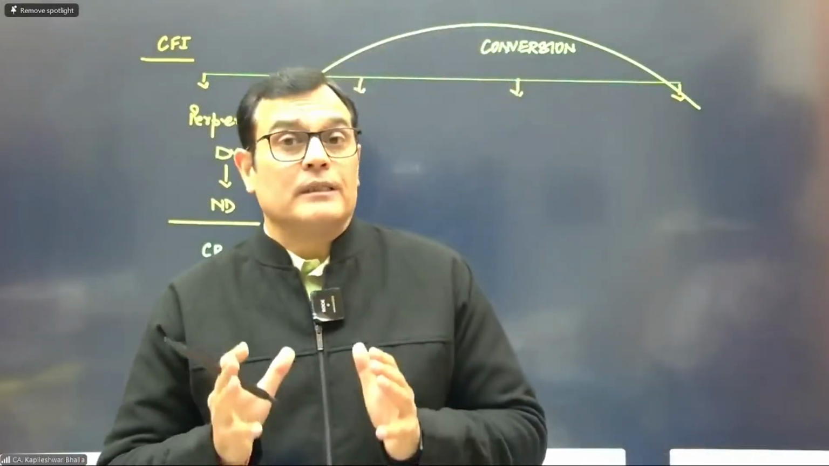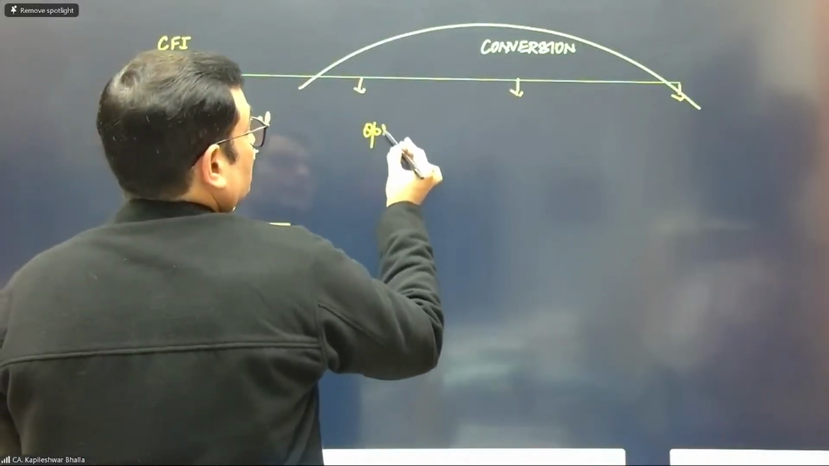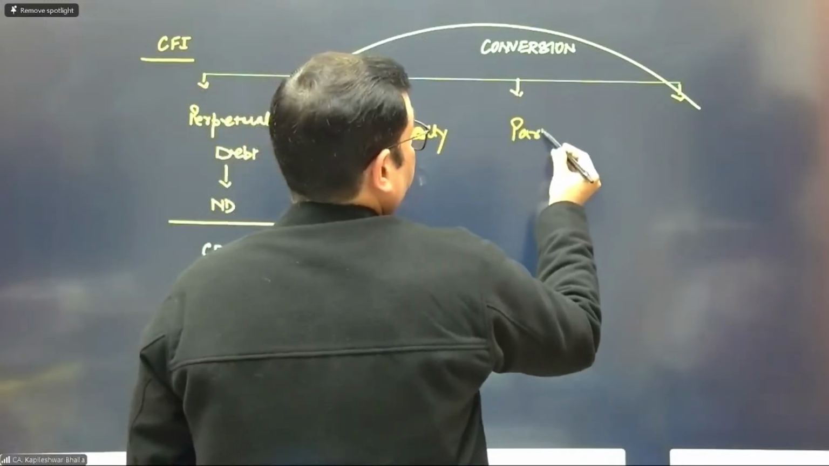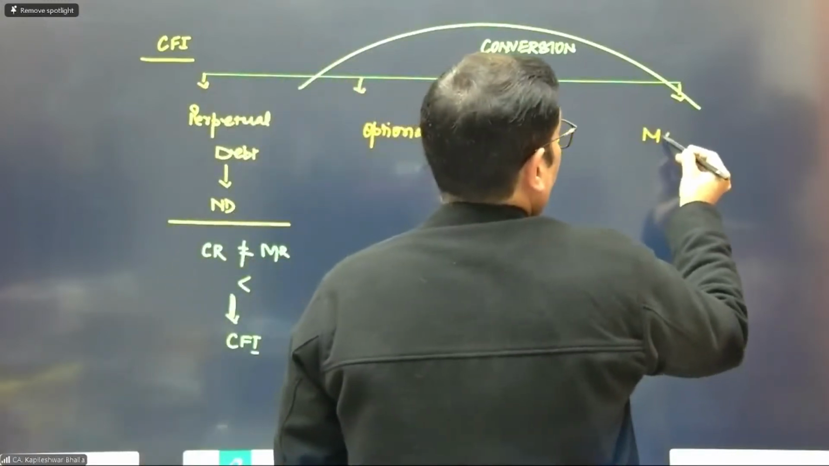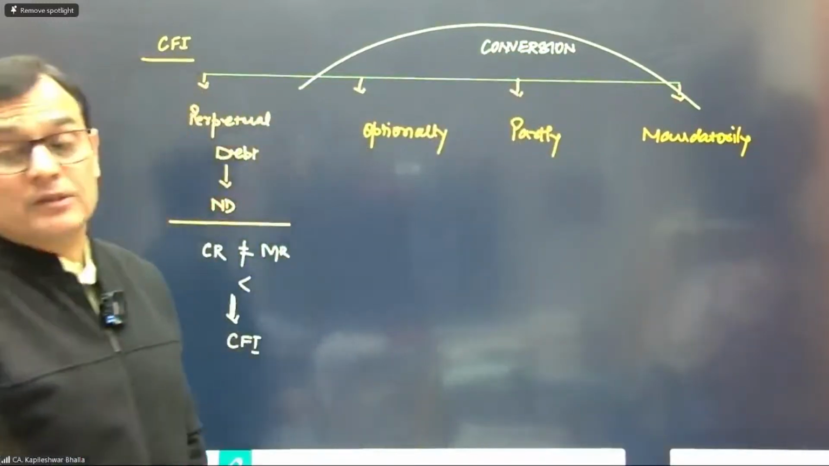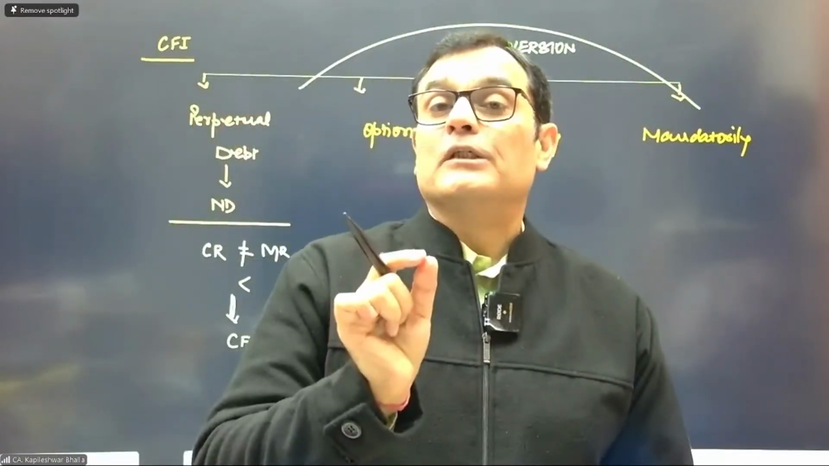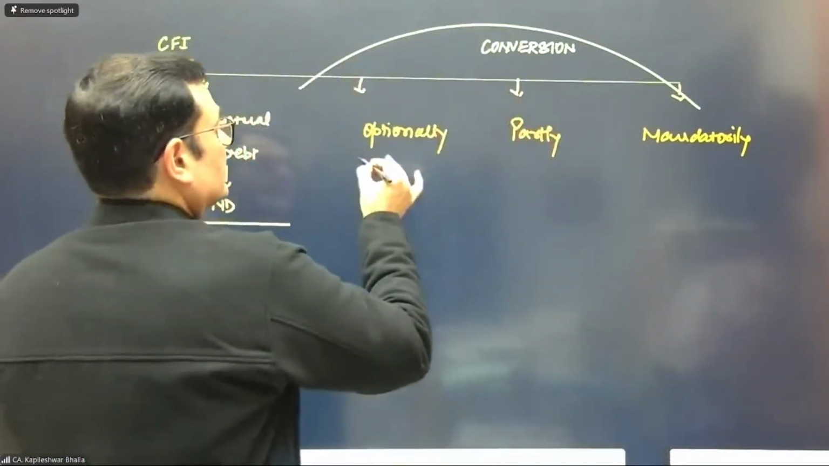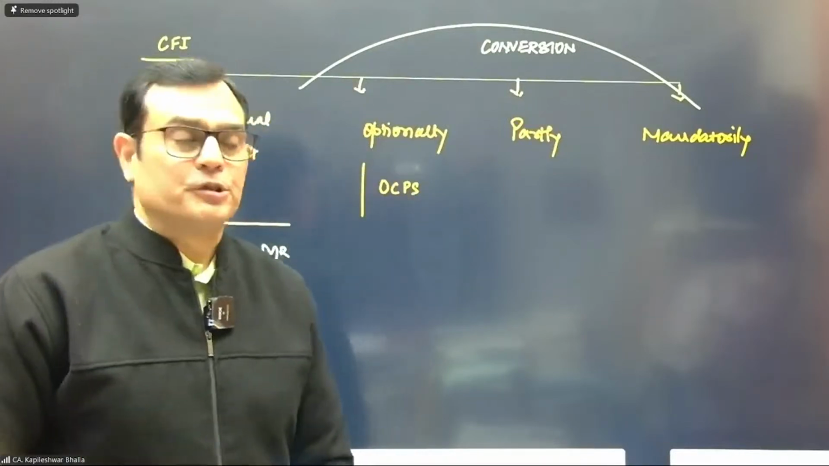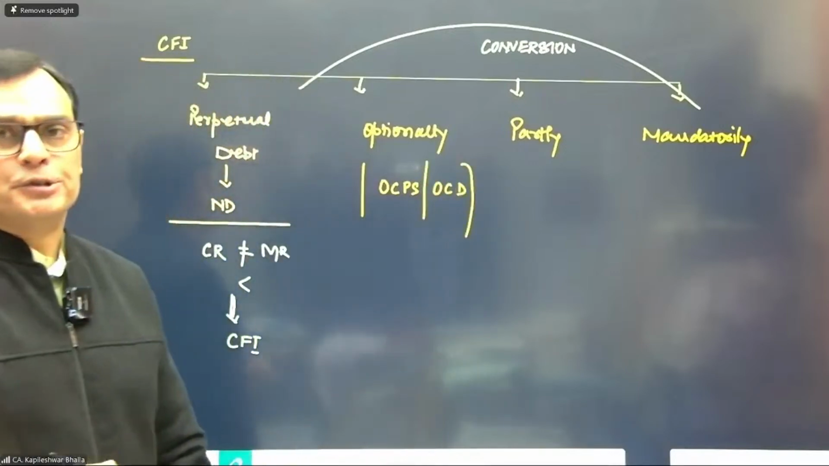My focus is on the conversion, so I am looking at whether they are optionally convertible, or we can say partly convertible, or mandatorily convertible. In this case, every term has huge significance as we see the accounting. When I say it is optionally convertible, we are basically saying OCPS, optionally convertible preference shares, or OCD, that is optionally convertible debenture.